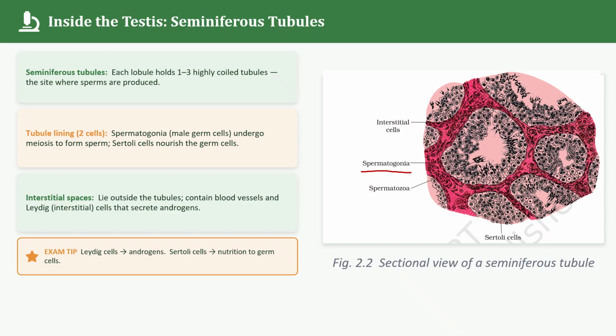And Sertoli cells, can you spot them here? These Sertoli cells nourish and support the developing sperm cells. And Leydig cells, where can you find them? Interstitial spaces are there, children. They lie outside the tubules and contain blood vessels and the Leydig cells, which are our interstitial cells. These interstitial cells are located between the seminiferous tubules, and they produce the male hormone testosterone, that is, androgens.